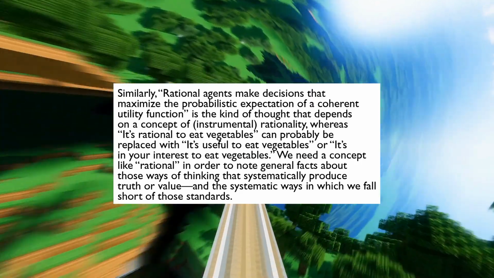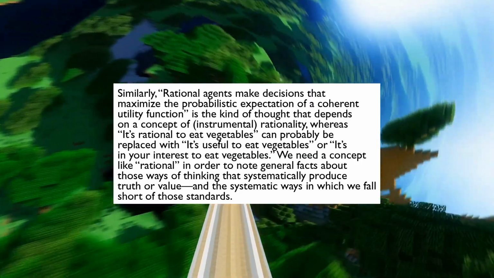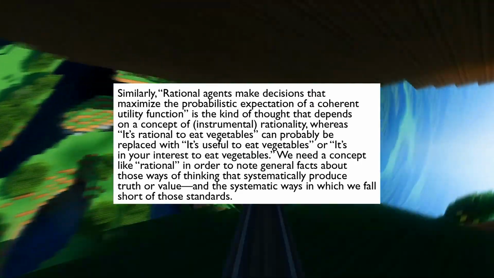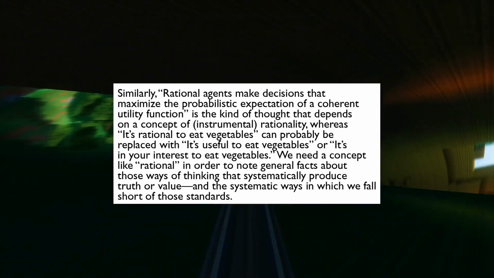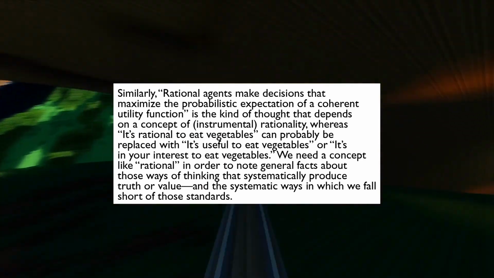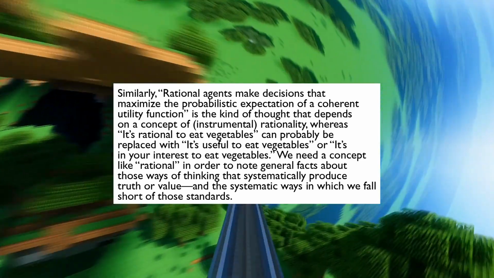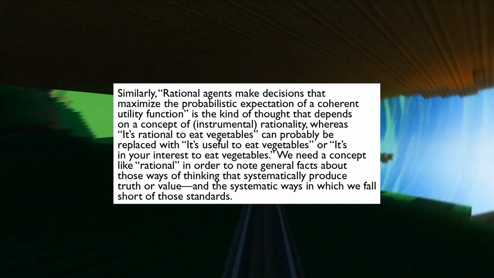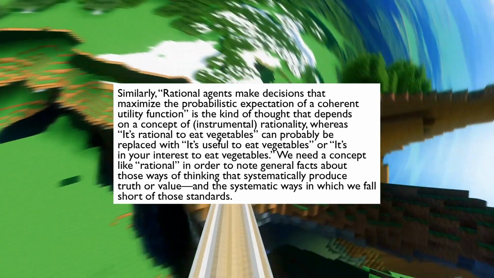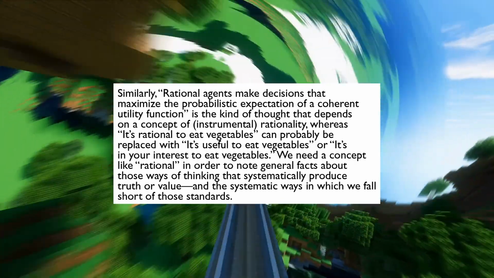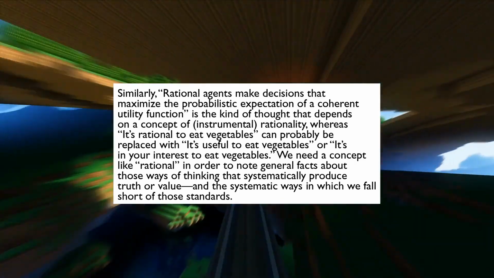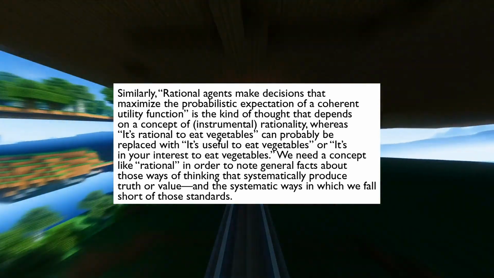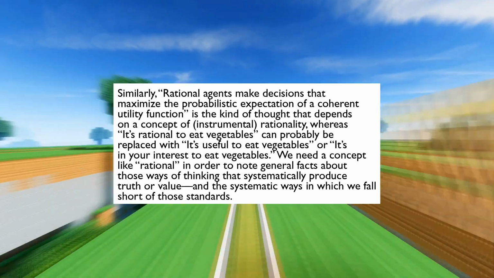Similarly, rational agents make decisions that maximize the probabilistic expectation of a coherent utility function is the kind of thought that depends on a concept of instrumental rationality, whereas it's rational to eat vegetables can probably be replaced with it's useful to eat vegetables or it's in your interest to eat vegetables. We need a concept like rational in order to note general facts about those ways of thinking that systematically produce truth or value, and the systematic ways in which we fall short of those standards.